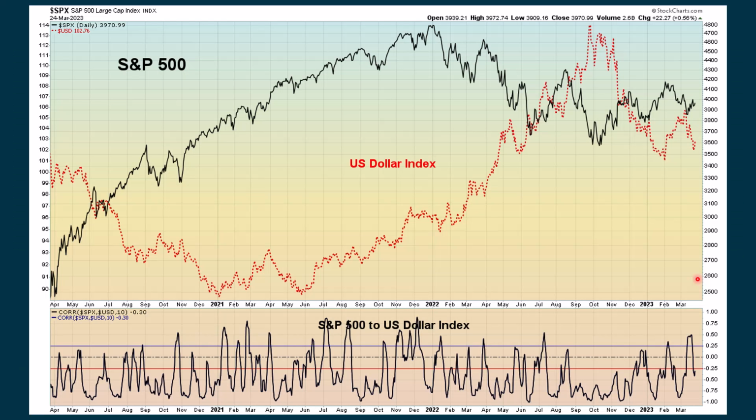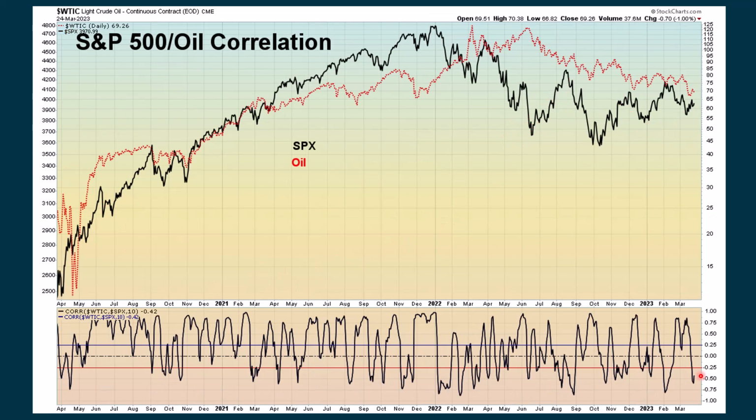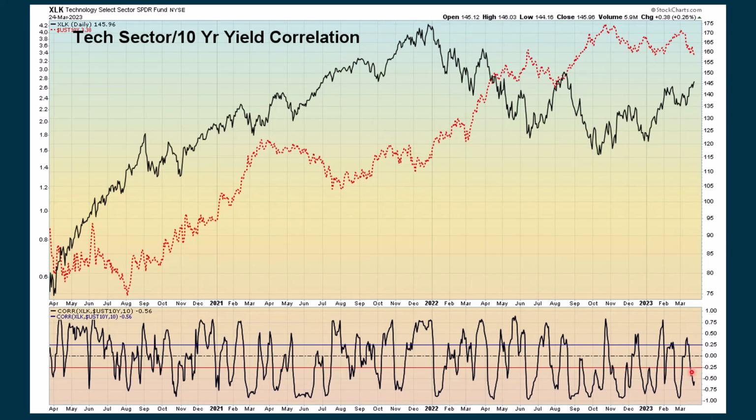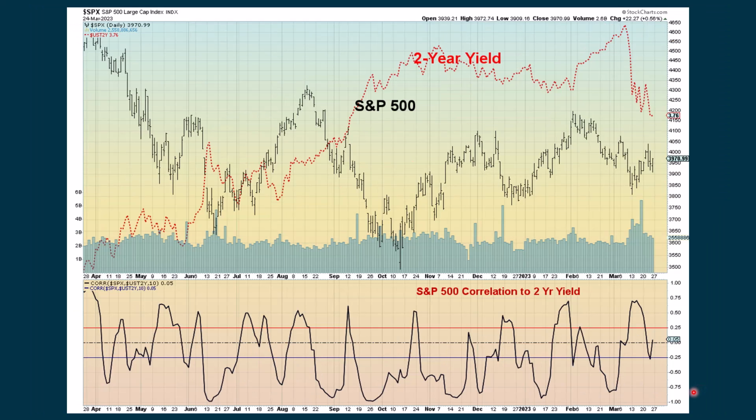Some correlations. This is the S&P to the dollar, just a little lower than neutral right now. Not a real strong positive or negative relationship currently. Kind of the same thing can be said with the S&P to oil. And S&P to interest rates also are pretty much neutral. The tech sector to the 10-year yield are having a slight tendency to go in opposite directions. And the S&P 500 to the 2-year yield is neutral.